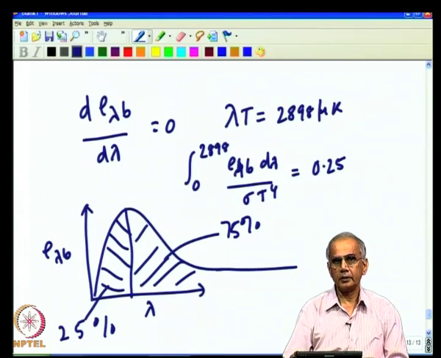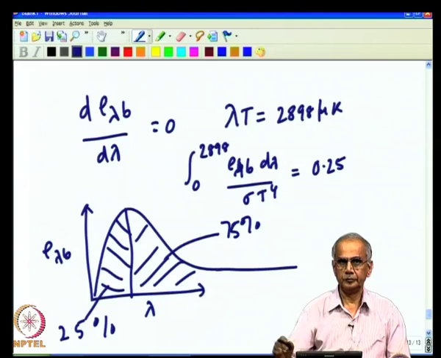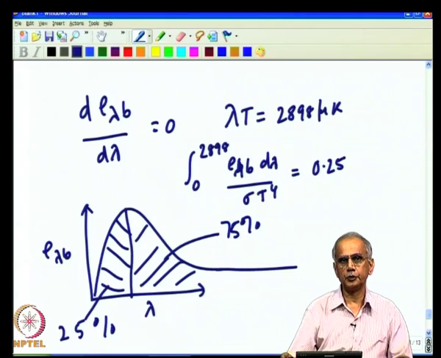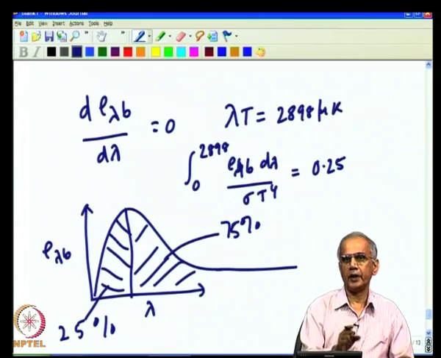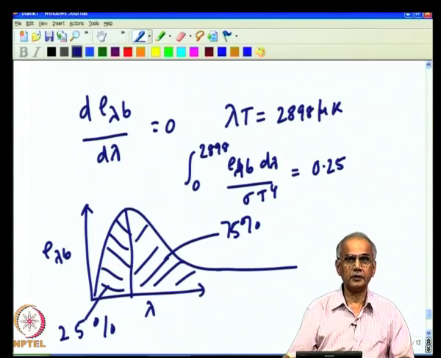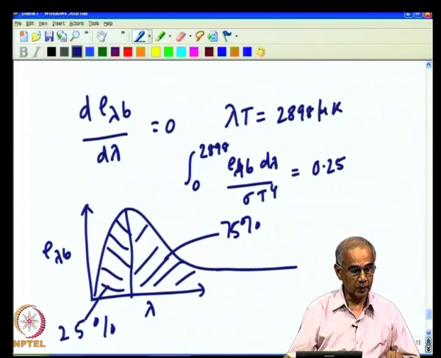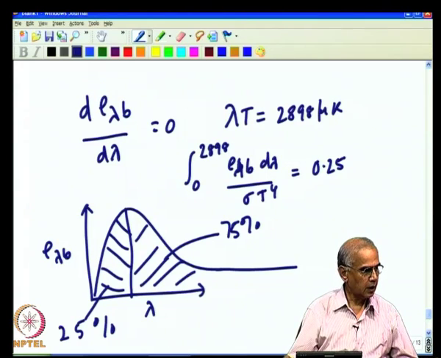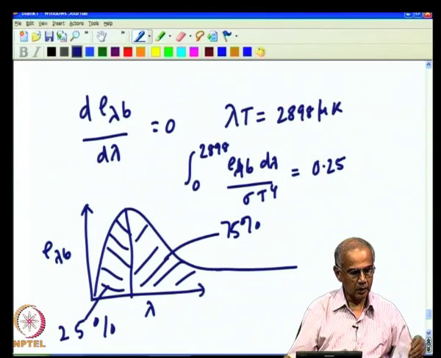What this implies is that the blackbody function has a long tail. It is not symmetric like a Gaussian distribution, it is asymmetric. So, to the left of the maxima there is only 25% of the radiation, while to the right of the maxima 75% of the radiation is there. This feature is to be remembered when you are doing calculations, that the functions are not symmetric as you would have assumed.